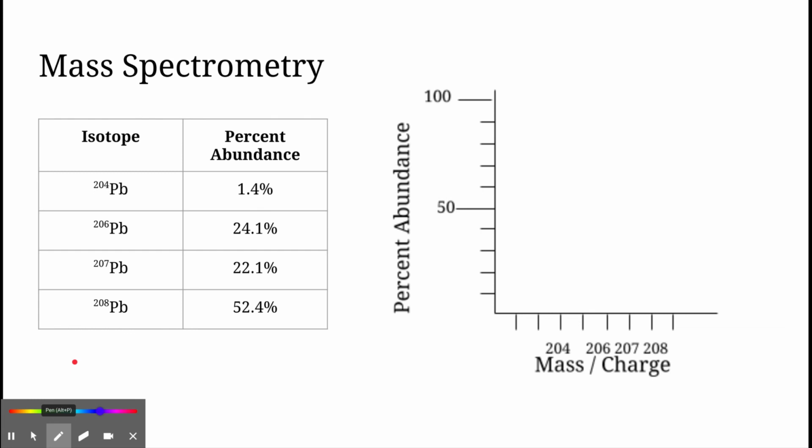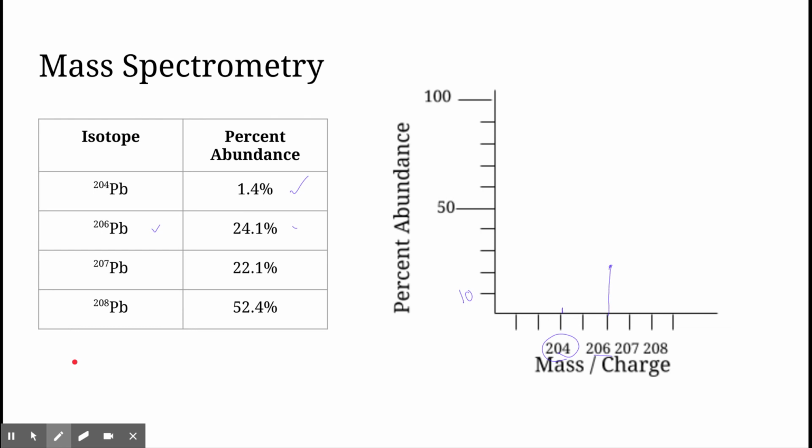So what I have is, I can see the first one, 204, which I see right down here, and that is about 1.4%. I need to check my y-axis, so this is every 10. So this one's going to be really, really short, but I just need to get it on there. And then the next one is 206, and I need 24.1. So 206 is here, 24.1 is going to be just right about there. And so I have a line there.